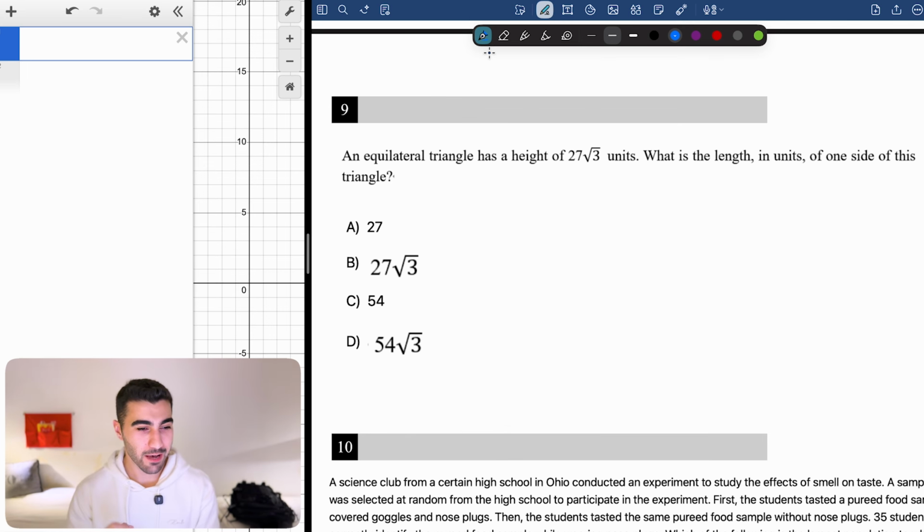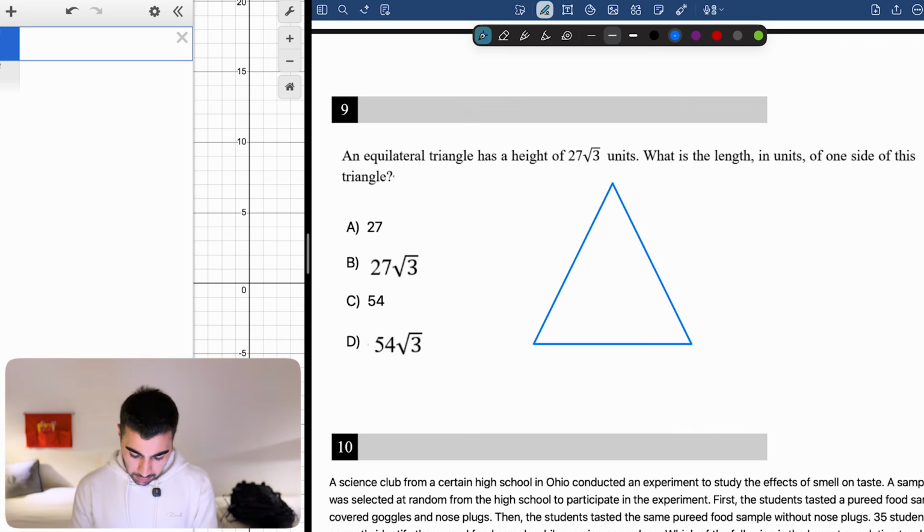So in the next one, we have an equilateral triangle has a height of 27√3 units. So we got an equilateral triangle. The height is 27√3. What is the length in units of one side of this triangle? So we know this is an equilateral triangle. Let's say the length is x. Then this is the height, and here is going to be x over 2, right?